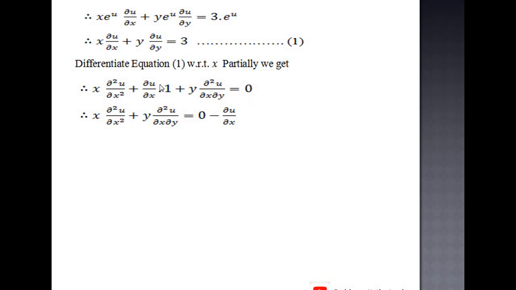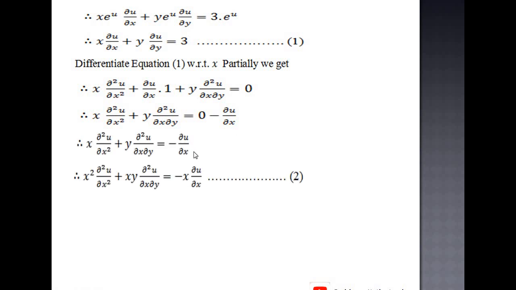Then the second term, ∂u/∂x into 1, we can transfer to the right hand side. We get 0 minus ∂u/∂x, that is equal to minus ∂u/∂x. Then multiply by x, we get x² into ∂²u/∂x² plus xy into ∂²u/∂x∂y equal to minus x into ∂u/∂x, equation number 2.